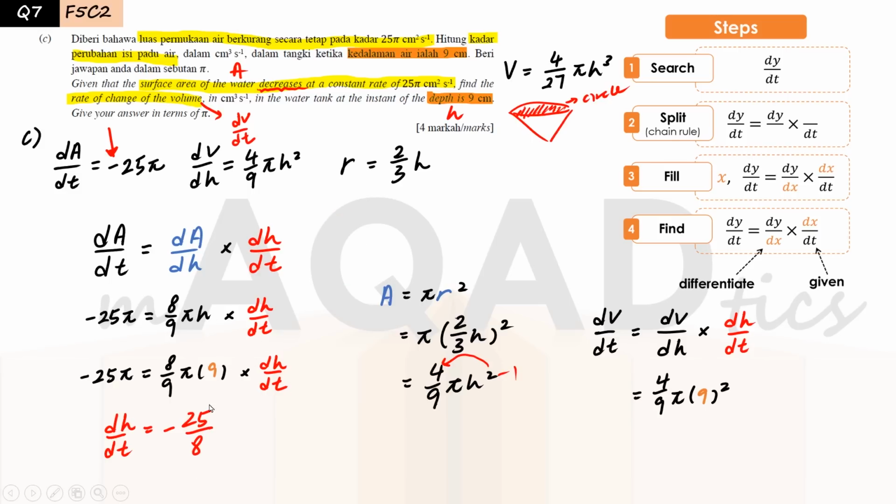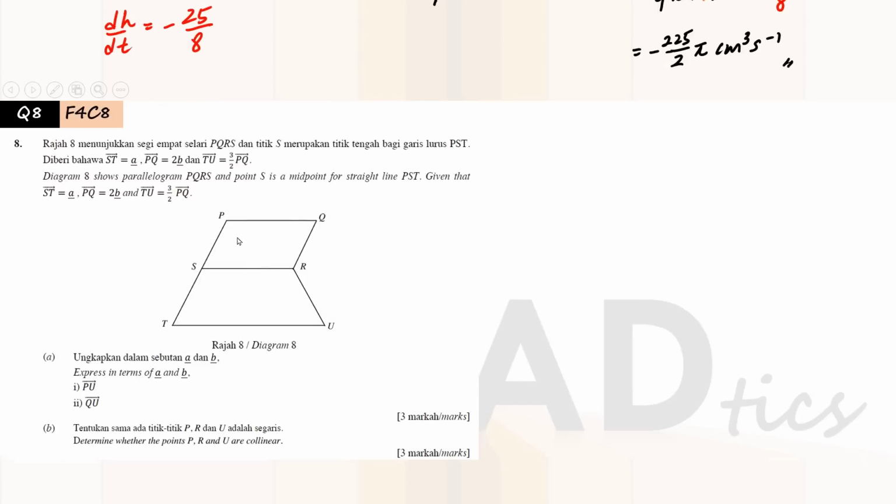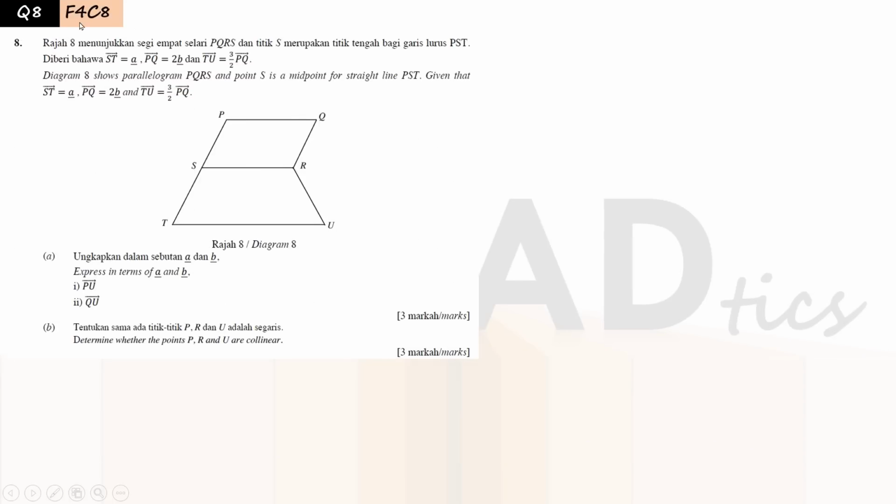Alright, so once we rearrange, then we can find the value, which is negative 25 over 8. So I'm going to substitute here and find the value of the rate of change of v, which is this one. Okay, so for the pi, please make sure to change it to 3.142 because the question here says in terms of pi. So now we are going into section B, and the first question comes from vectors.